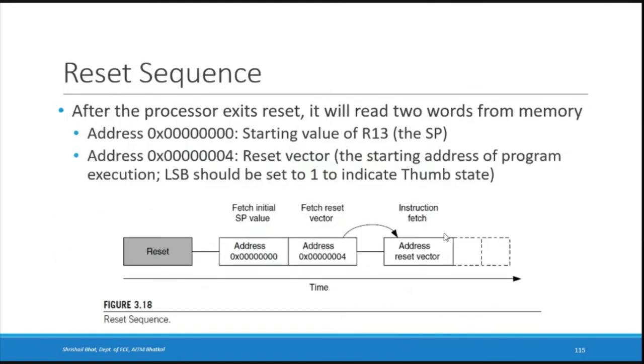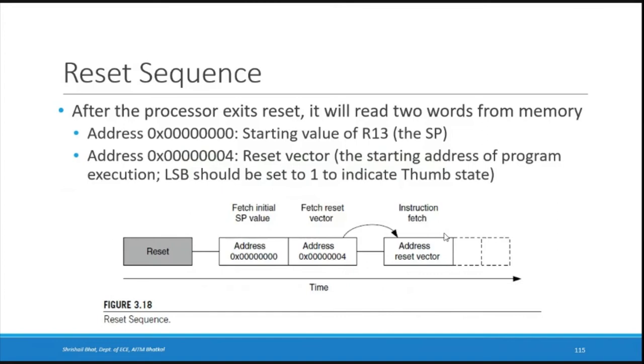Next, we will see what happens when you reset the processor, that is the reset sequence. After the processor exits reset, when you reset the processor or controller, it will first read two words from memory. We have seen the memory map. At the lowest part of the memory map, at the first initial address, that is 0x00000000, you will have the starting value of R13, that is the stack pointer. That will be read. Then at the next memory location, 00000004, you have the reset vector. The reset vector will hold the starting address of the program execution, that is where execution should begin when you reset.